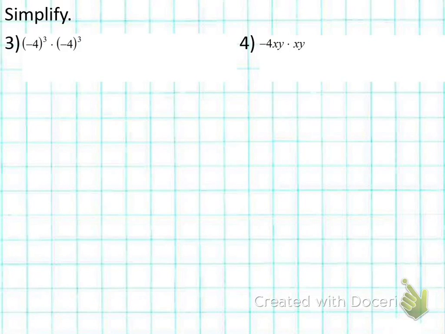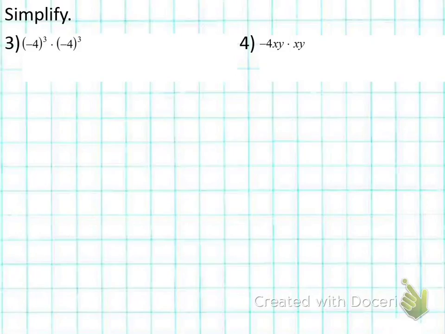Number 3. Write it on your whiteboards. If you want this in your notes too, if you do it correctly, you can put it in your notes later after you get it right. Number 3: negative 4 to the 3rd times negative 4 to the 3rd. Once you're done, please box your answer on your whiteboard.